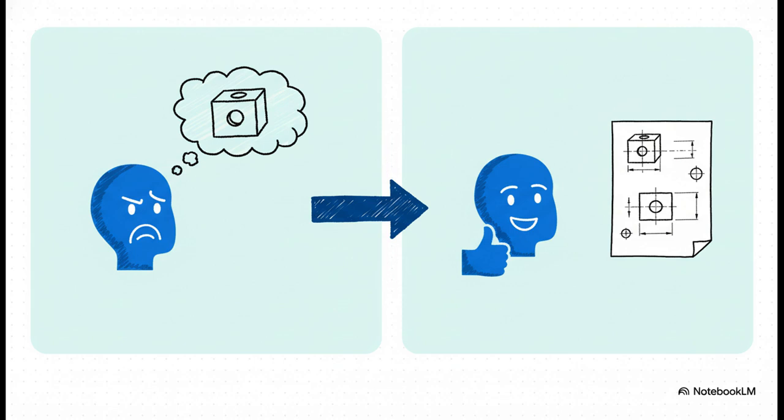But if you hand them a technical drawing, that's a whole different story. That's not a suggestion. It's a contract. It is a precise, unambiguous set of instructions. It makes sure that what gets built is a perfect match for the original vision. And that right there is the whole point of engineering drawing.